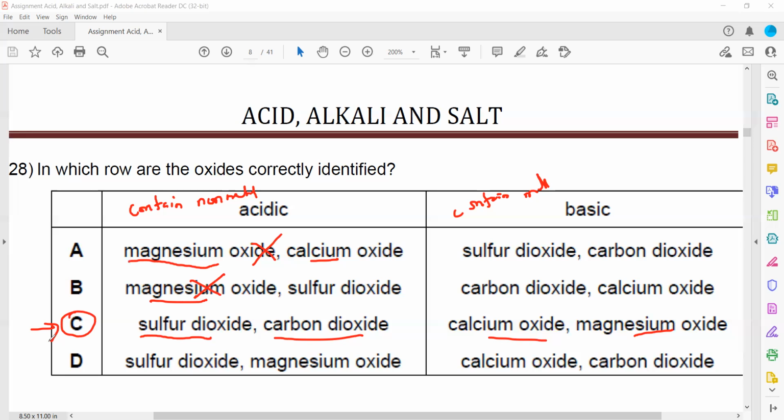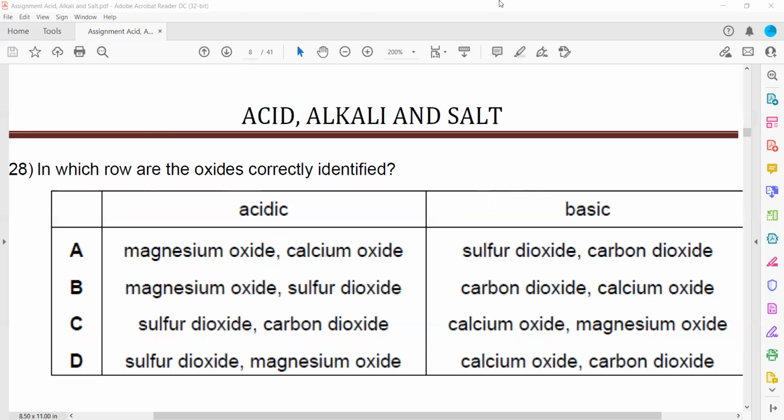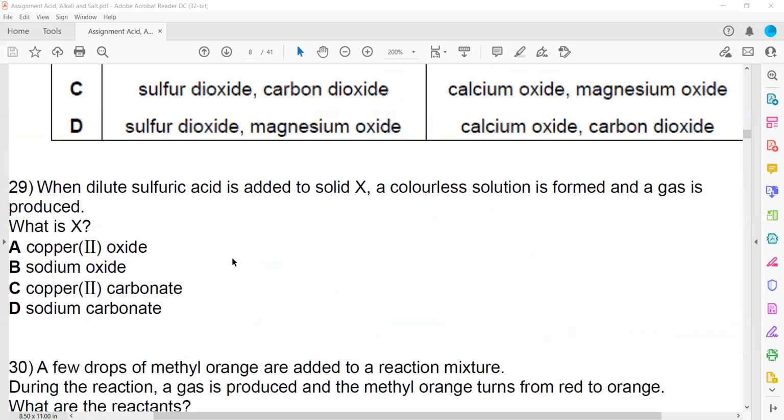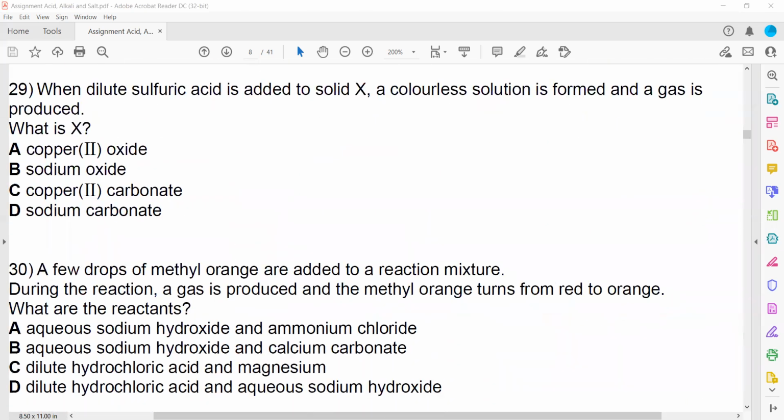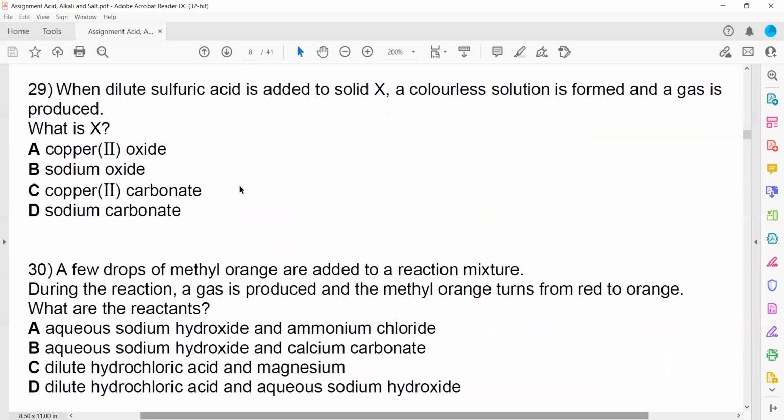Amphoteric oxides also have a metal, but there are only a few metals which can form an amphoteric oxide, which can react with both acid and alkali. The three examples you have to learn: lead, zinc, and aluminium.